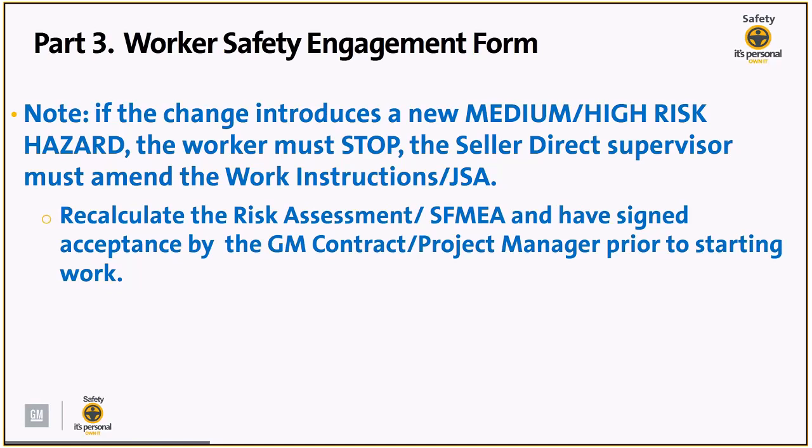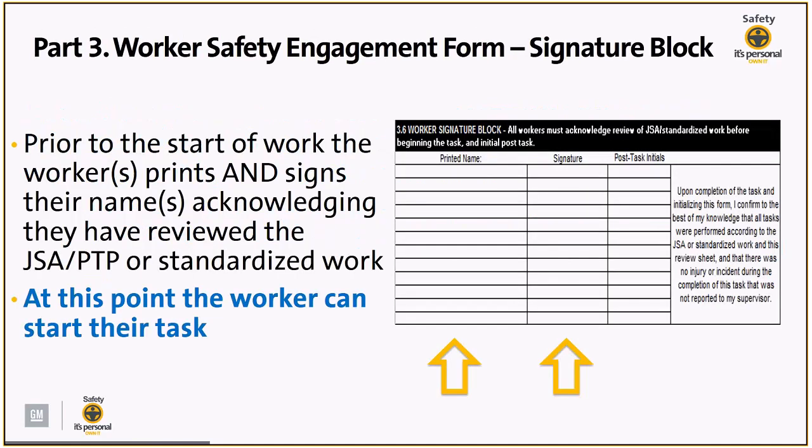Right? So this is our way to prevent task creep. We don't want workers and supervisors simply to start writing stuff on the back of the form and continuing to work. That's a violation of our SCM policy. So when you look at the worker engagement form in section 3.6, you have a section where the workers print their name and then sign their name. Once they have done this, they can actually start working.